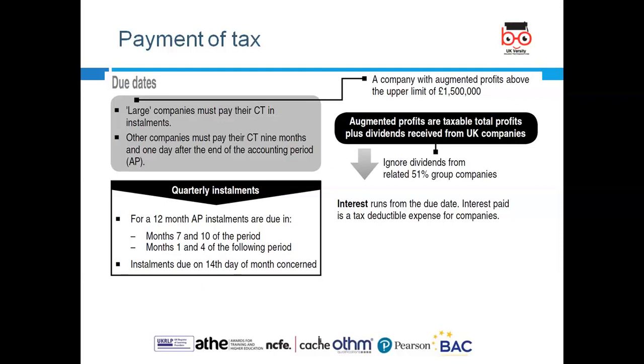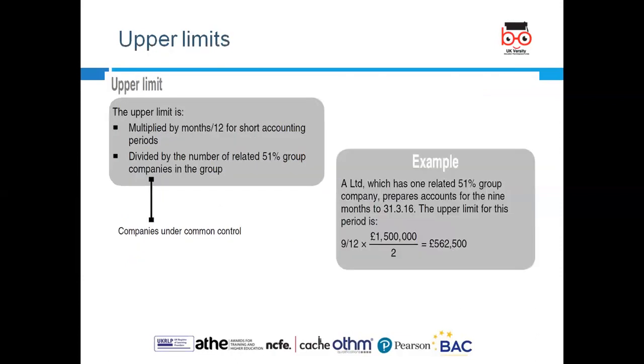It depends on whether augmented profit is above the limits. So we can look at the taxable total profit plus dividends received from UK companies, ignoring dividends related to 51% group companies. Other rules apply to groups, subsidiaries, transfer pricing and things, which we need to look at accordingly. And the upper limits are multiplied by the months over 12 if it is a shorter accounting period.